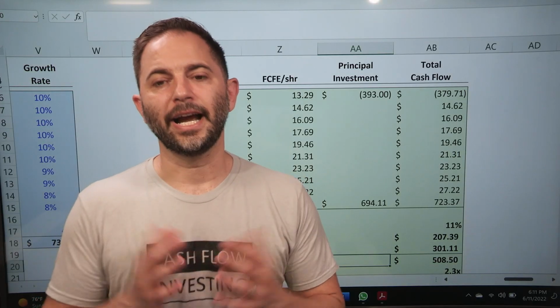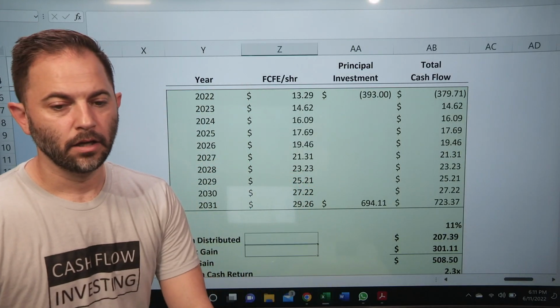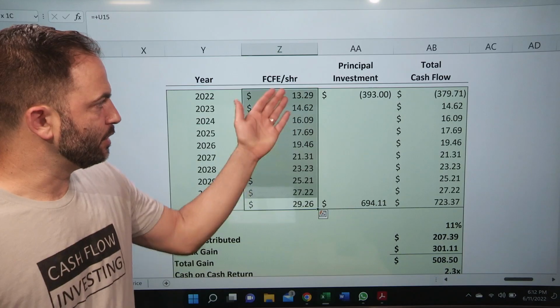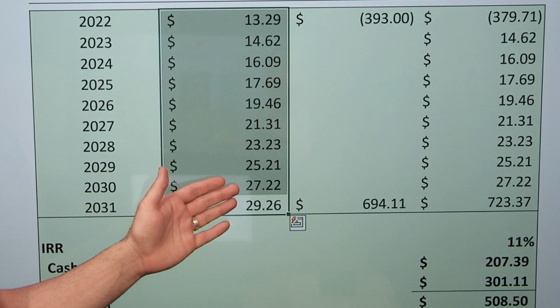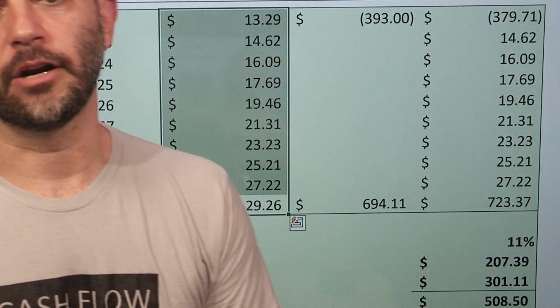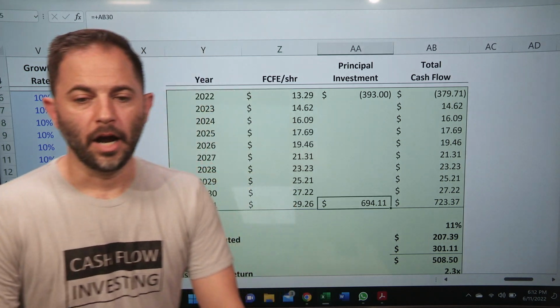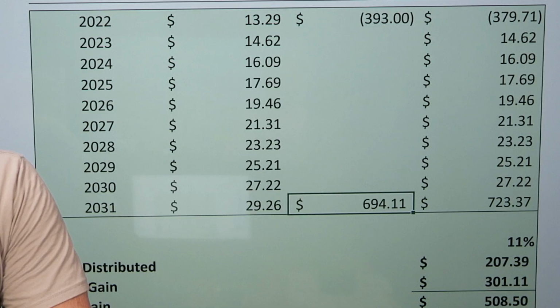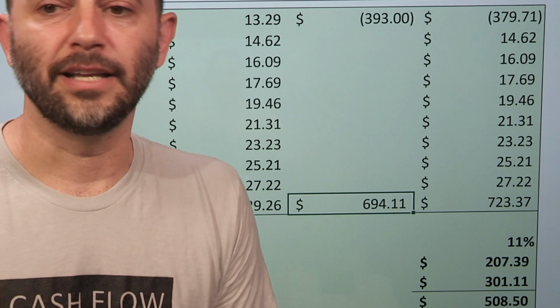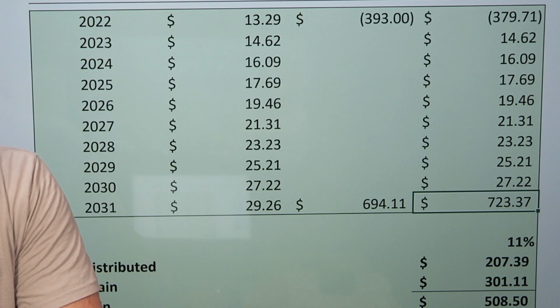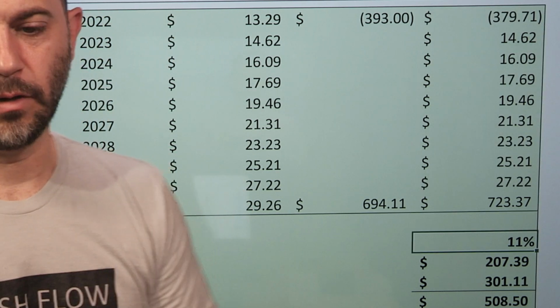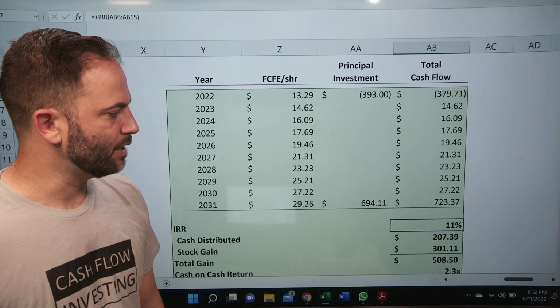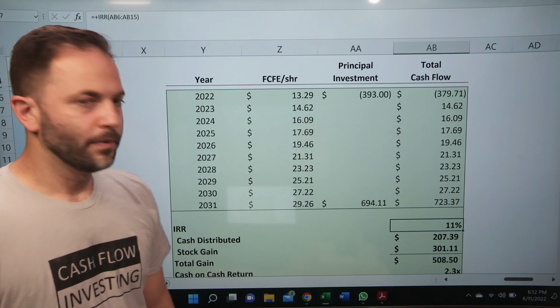If I put this into an economic model, what do I get? I get a share distribution. This is my pro rata share of all the cash they generate each year. I can buy the stock for $319. I think I can sell it in the future for $694. Here's my net cash flow. That means it's an 11% IRR, which beats the market.